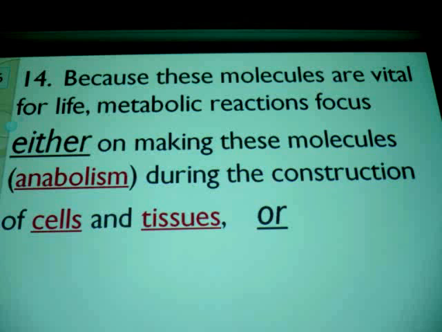Now this is the either-or statement. And this slide contains the first condition. And the molecules I'm referring to, the ones on number 13, the ones you just wrote down, you've got to have those, because metabolism is going to stop if you don't have them. And when metabolism stops, you die, because you are the sum total of all your chemical processes.